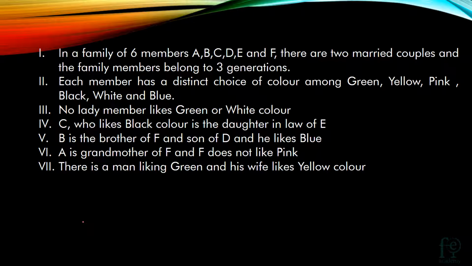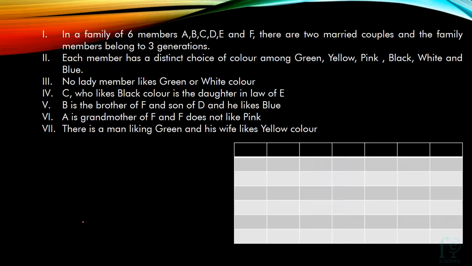Okay, so our first step is to draw a table. We have to draw a table and represent all these colors and all these family members here, A, B, C, D, E and F. You have to complete all the rows and the diagram, then only you can easily infer from this table. And then the colors are green, yellow, pink, black, white and blue. So you can write all your colors also here. You can start. No lady member likes green or white color. So you just remember it in your mind.